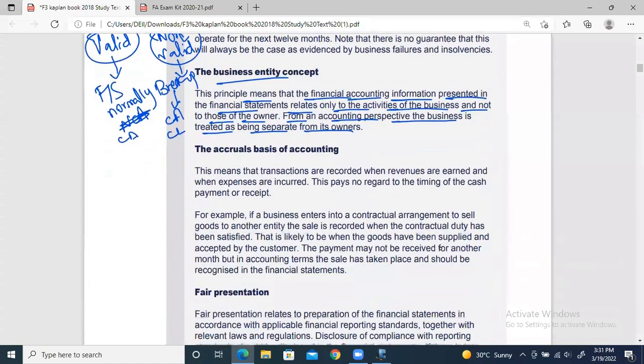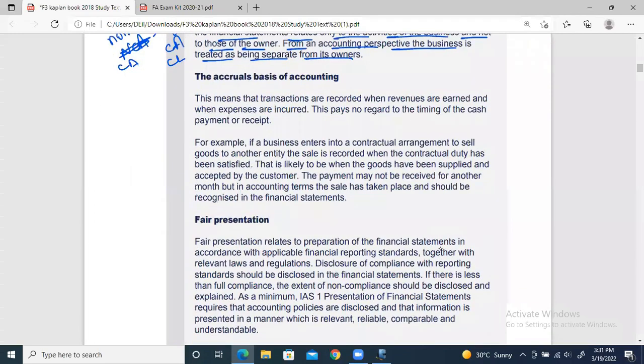Okay, right? Now, accruals concept we've also studied. Accruals concept basically states, this is the definition from here. These are recorded when revenues are earned, right? So that means transactions are recorded when revenues are earned and when expenses are incurred. This pays no regard to the timing of cash paid or received. So accrual concept we've already studied. This basically revolves around the assumption, right? So that means even if we have not physically received cash, but we have earned it in any sense, we have to record it in the financial statements. This is the meaning of accrual basis.